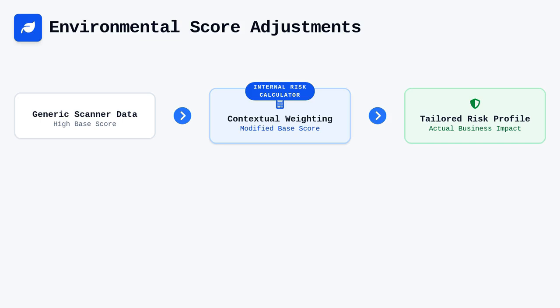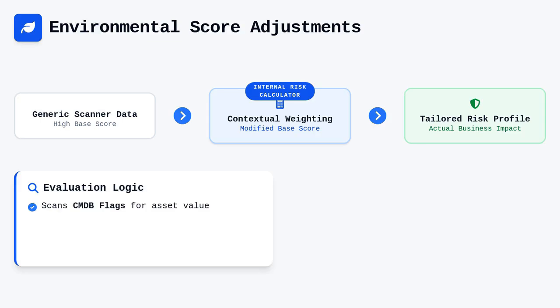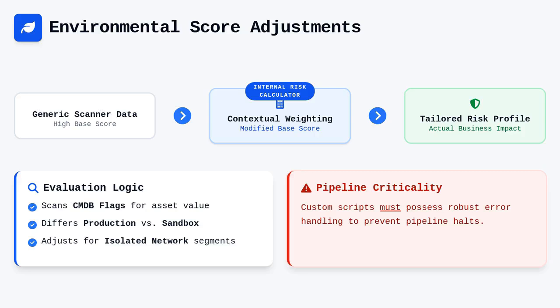We implement internal risk calculators that apply weightings to variables such as the modified base score and the environmental score modifiers. These scripts evaluate the host configuration, looking for specific flags in the CMDB that signal high-value production assets versus development sandbox environments. You must ensure that these custom scripts possess proper error handling, as improperly formatted JSON or null pointer references during this evaluation phase can halt the entire processing pipeline for that specific vulnerable item.